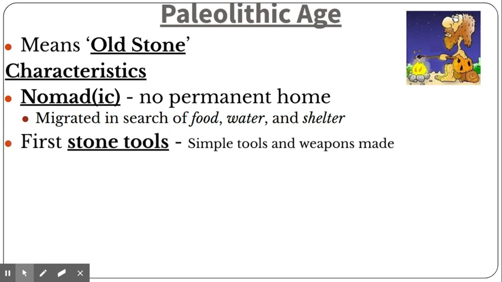We also developed in an old Stone Age, the Paleolithic Age, the first stone tools. These were very simple, basic tools and weapons. Not a whole lot of creativity here. You pick up a stick, you swing it. You pick up a rock and you throw it.